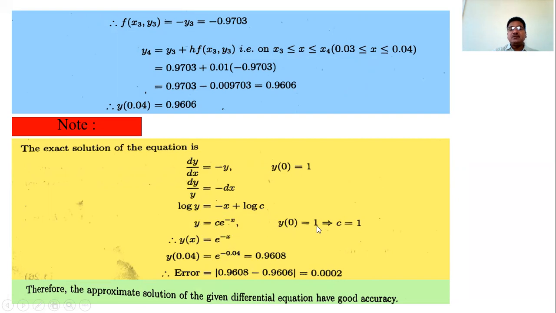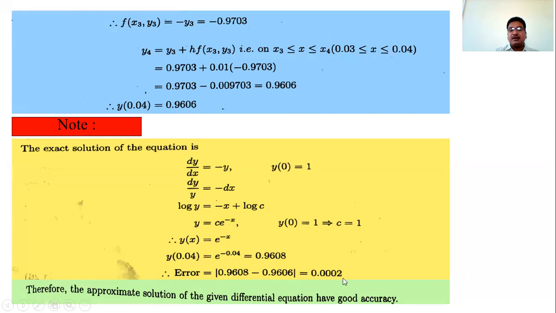And then y0 is 1. If we substitute x as 0, we get the answer c, but y0 is 1, given in the problem. So from the general solution we have y0 is equal to c, but y0 is 1, and so c is equal to 1. Substituting c as 1, we get this particular solution: y(x) is e raised to minus x, and then y at 0.04. Tally the answer. e raised to minus 0.04 is what? 0.9608. And here we have y at 0.04 as 0.9606.